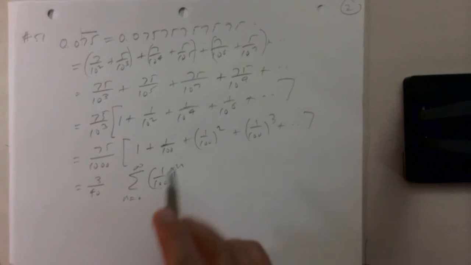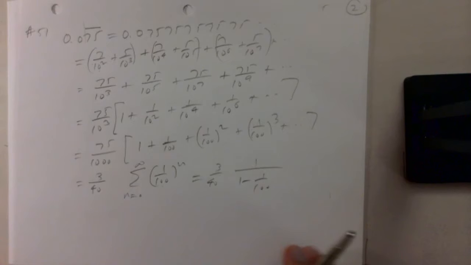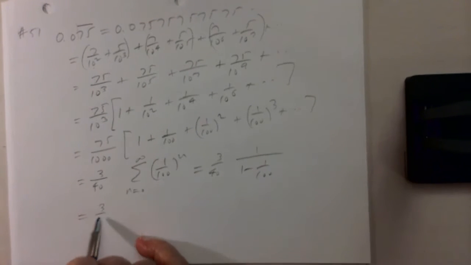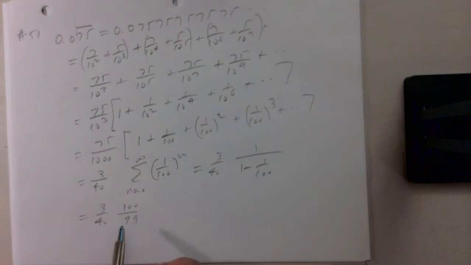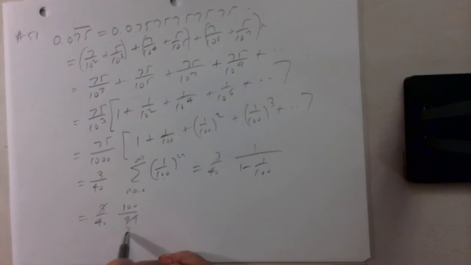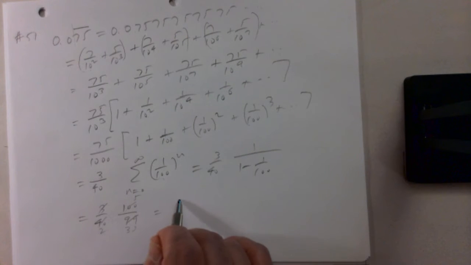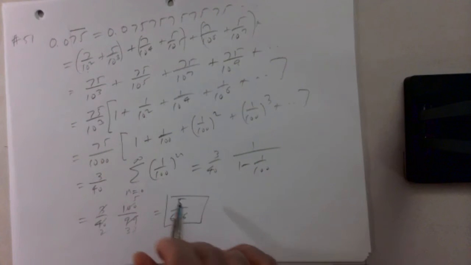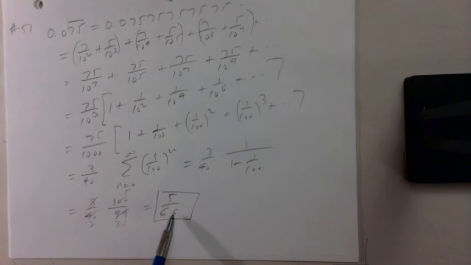And this is a geometric progression. This is 3 over 40, 1 over 1 minus 1 over 100, which is 3 over 40, 100 over 99. So 3 into this goes 33 times, and 40 into this is 2 and 5. So this is 5 over 66. So if I did my arithmetic correctly, this infinite decimal is equal to the fraction 5 over 66.